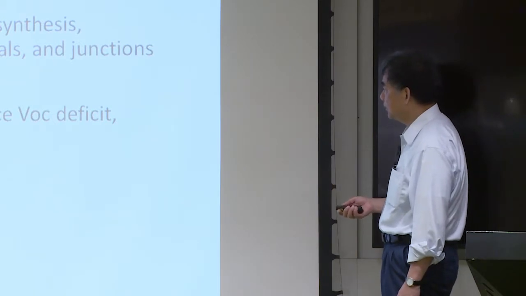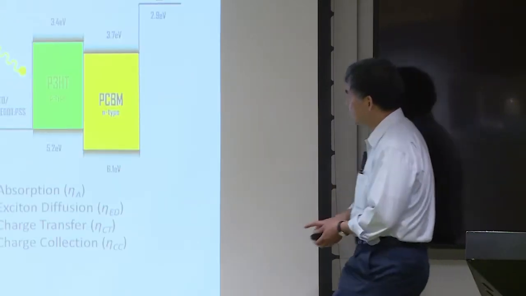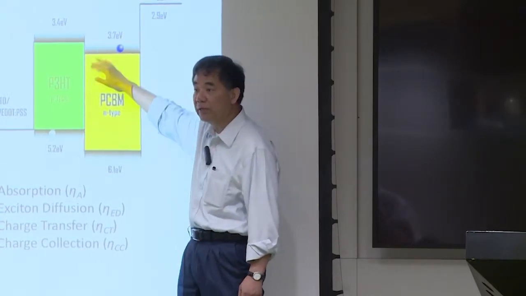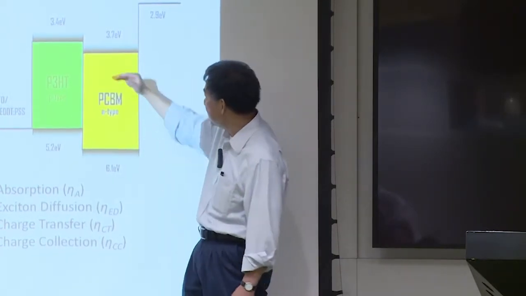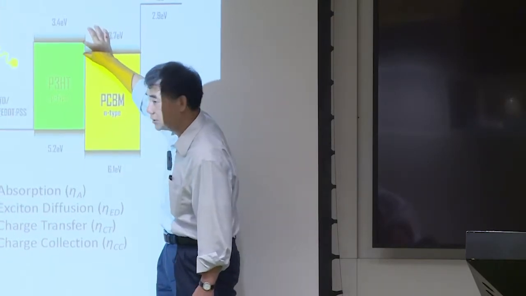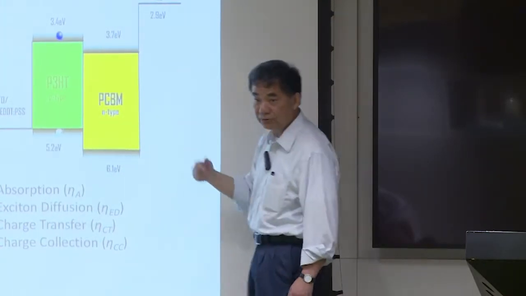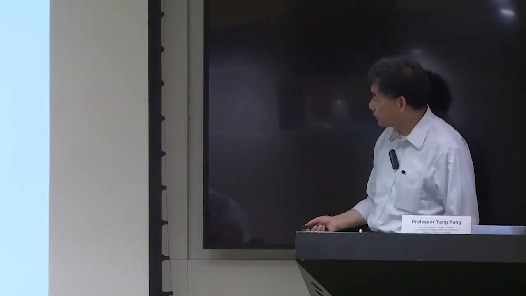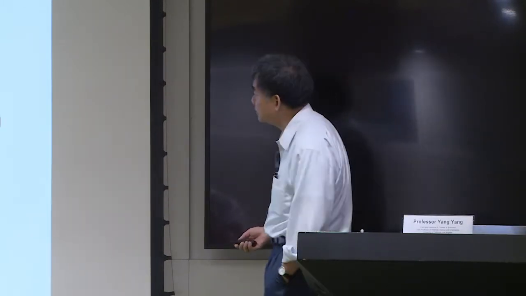VOC is determined by the difference of the yellow and the green. So how can we have the difference as high as possible, but in the meantime you still want to make a rectification over there? And then the fill factor is the interface. So we actually spend a lot of time working on the interface.